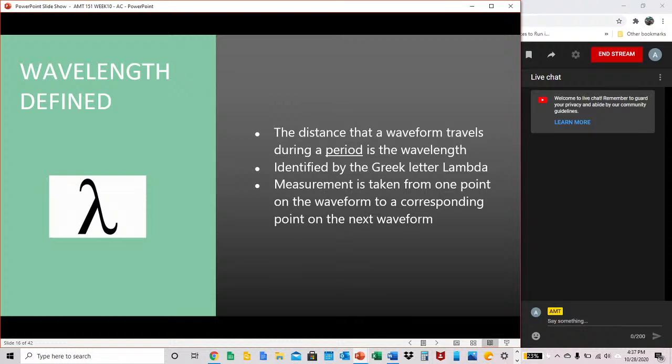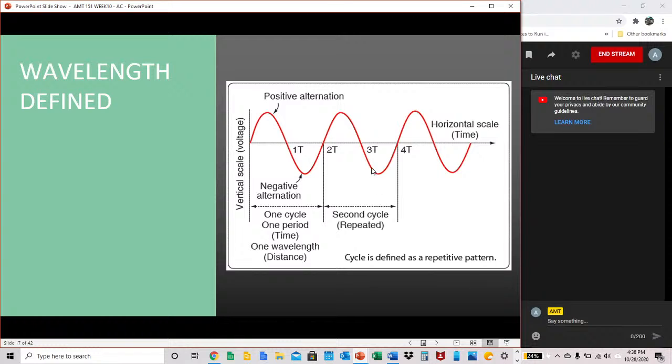And wavelength. This is the symbol for wavelength, and it's actually the Greek letter lambda. I can't figure out how to type it in here, so just so you guys have an idea, if you are looking at a wavelength, it will be identified by this symbol. So wavelength is the distance that a waveform travels during a period. Going back to our image here, here we have one wavelength distance, okay? We have our one cycle, our one period in time, and one wavelength in distance.